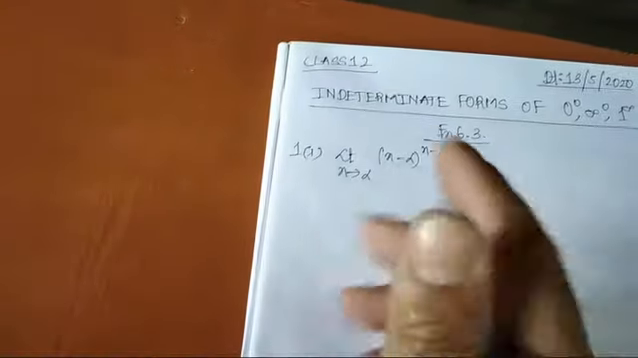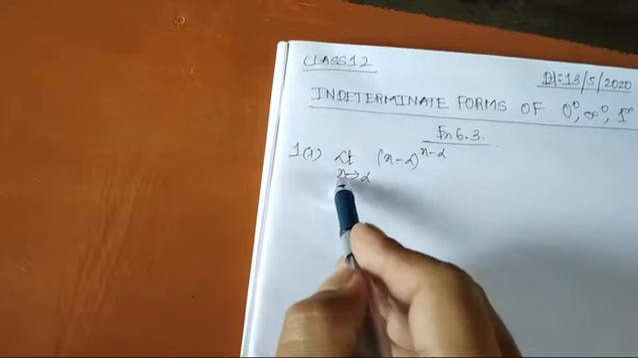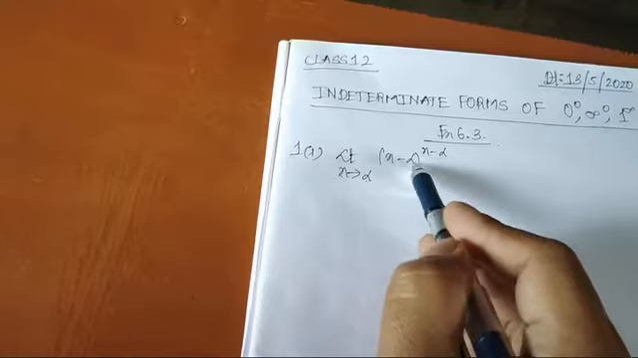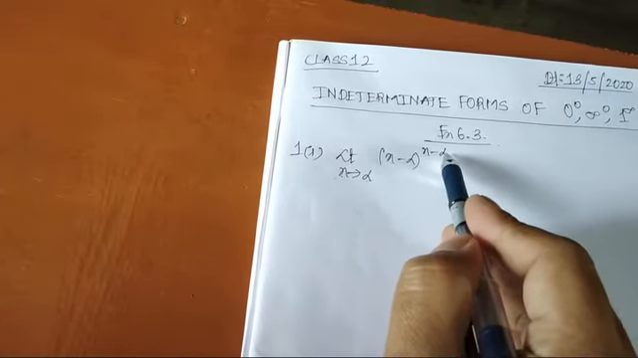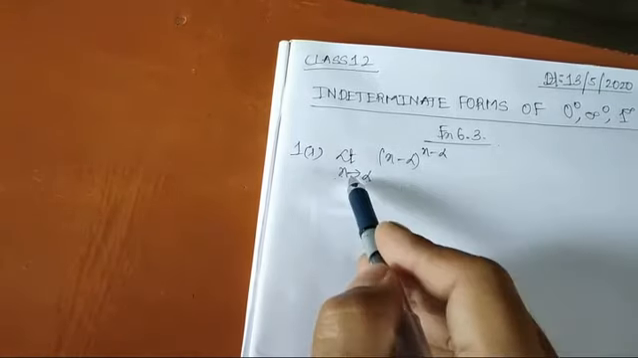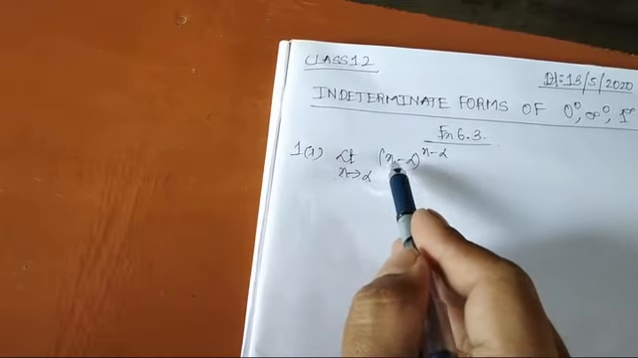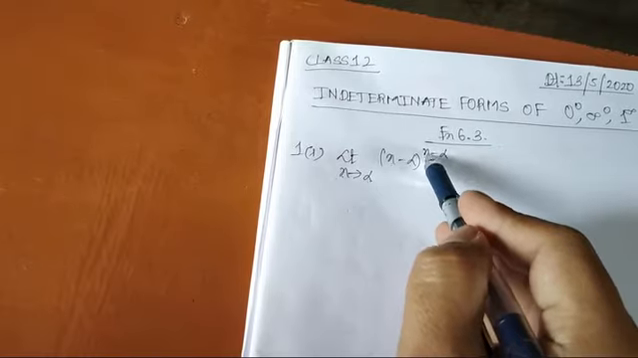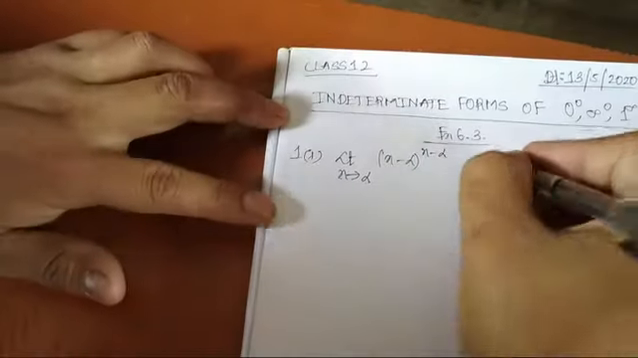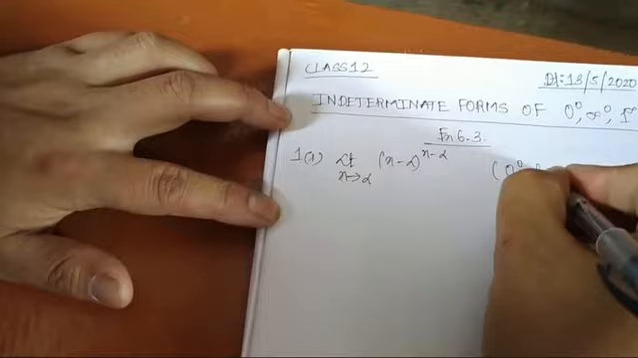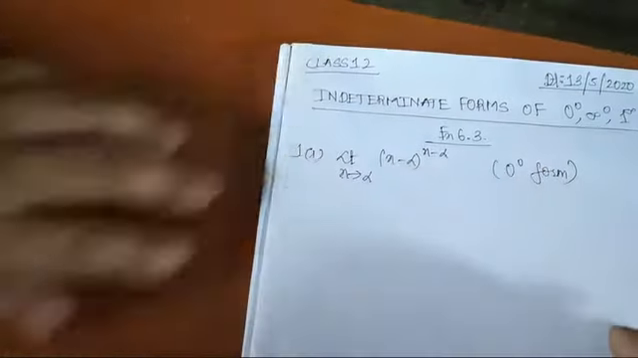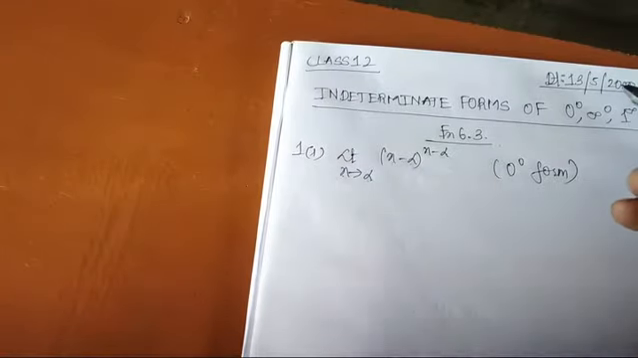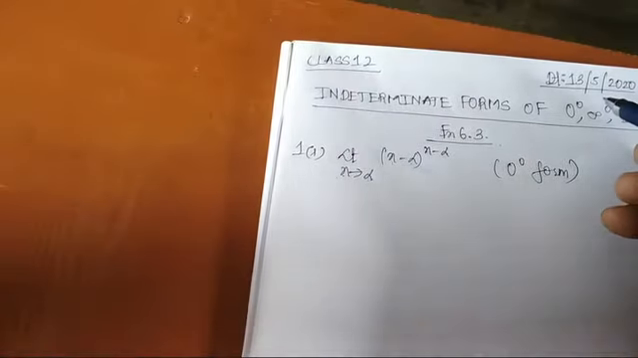Let us check now. The given question here is limit x tending to alpha, (x minus alpha) to the power (x minus alpha). If I put the value for x as alpha here, alpha minus alpha is 0. And in the power also, if I put x equals alpha, alpha minus alpha is 0. So therefore I'm getting the form 0 to the power 0. Clear? I have identified that this is the form 0 to the power 0. Now what will I do?